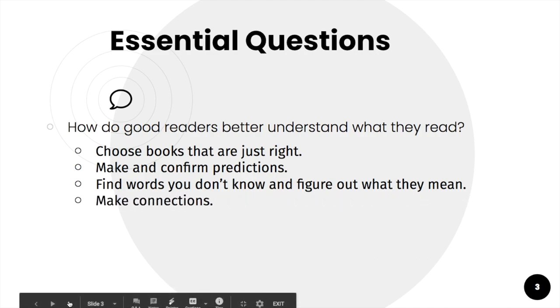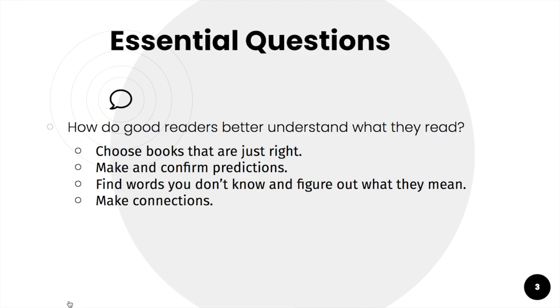And then making connections, which was a big part of our lessons before the break. If you remember, there were three major types. We had text-to-text, which means you make a connection from one story to another. Text-to-self is where you made connections between a story and something that's happened to you personally. And text-to-world, where you can make connections between a story and something in your world. Could be your family, could be where you live, maybe a place that you visited.